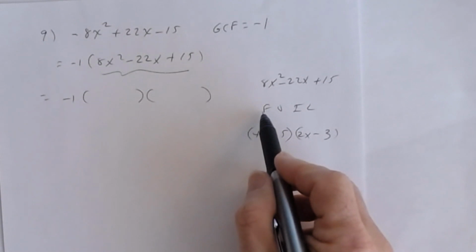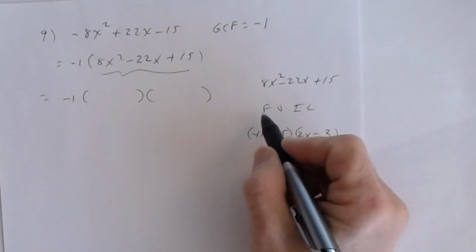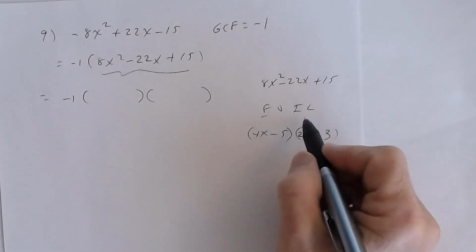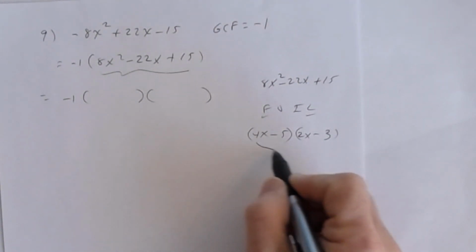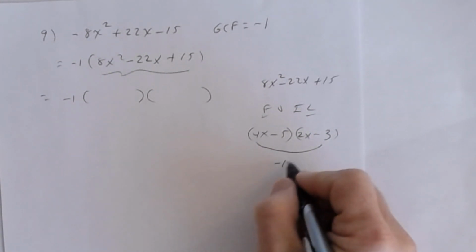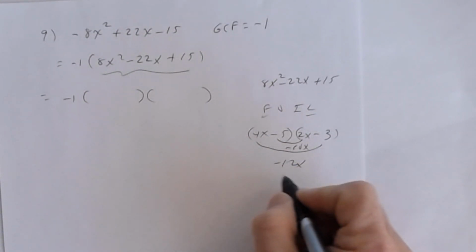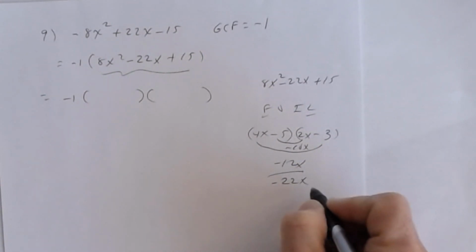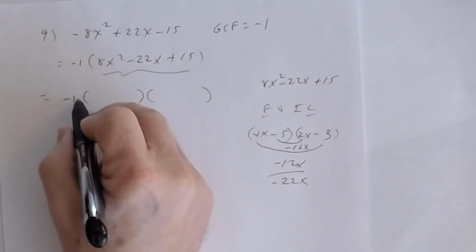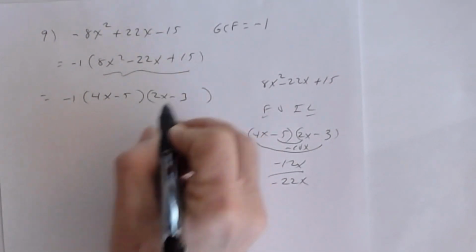Now you go to the FOIL method. First, 4x times 2x is 8x squared. We're good with that so far. The last, a negative 5 times a negative 3 is a positive 15. We're good. Now let's do the outer and the inner. The outer, 4x times a negative 3 is a negative 12x. A negative 5 times 2x is negative 10x. When I add them up, hey, I got it. It's negative 22x. So that is going to go here. So you're going to say negative 1 times 4x minus 5 times 2x minus 3.